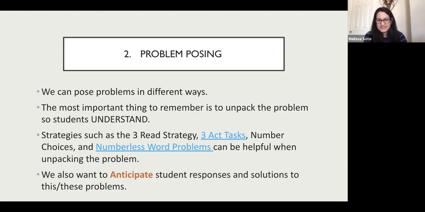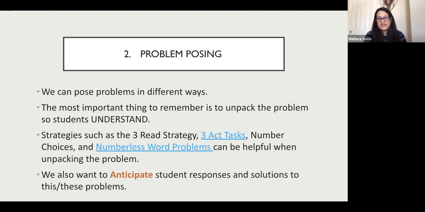We can do this as a three-read strategy, which is when we pose just the beginning part of a story problem, and we read it and ask kids to consider what's happening in the context. Again, it's focusing on the context. The second read is really focusing on the quantities. What do those quantities represent? And then the third read is having students come up with questions that might go along with the story stem.